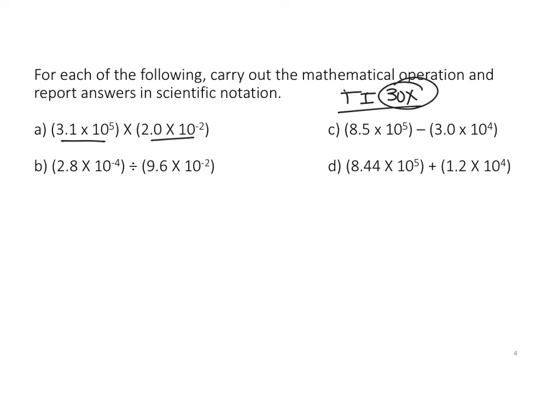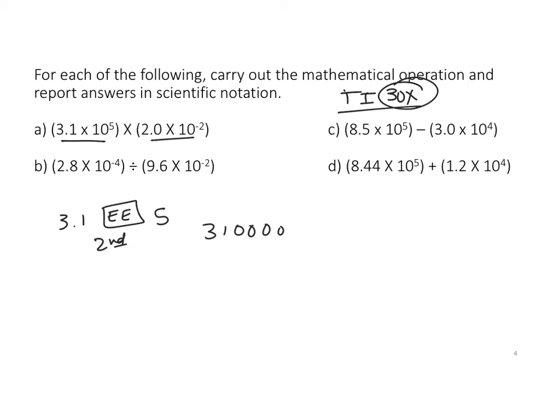For my calculator, I type in 3.1, and then I have to do the EE, which is on the second function. So I do second EE, and then I put in 5. Then I equal that, and that gives me 3,100,000. 1, 2, 3, 4 zeros. And you can see that's right.